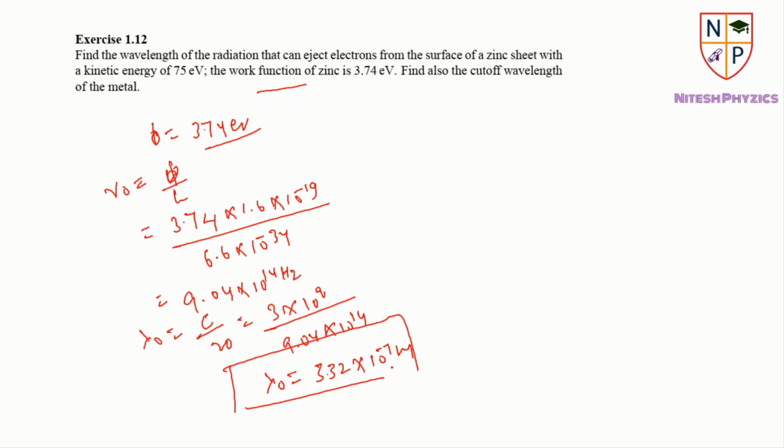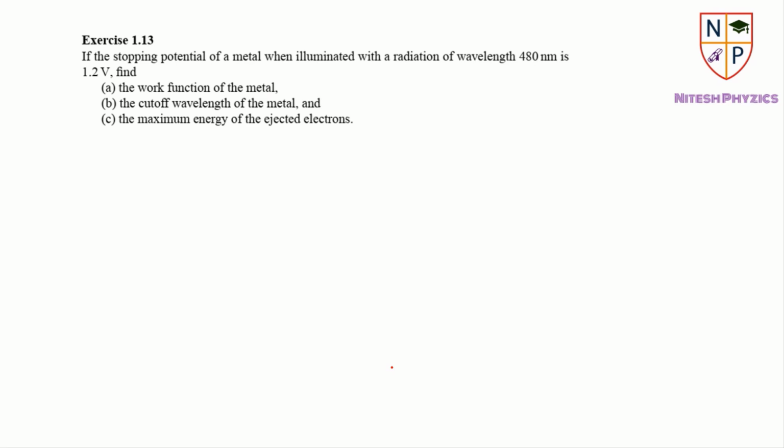Kindly mark it. Now moving towards the next question, which reads like this: if the stopping potential of a metal when illuminated with radiation of wavelength 480 nanometer is 1.2 volt, then find the work function of the metal, the cutoff wavelength of the metal, and the maximum energy of the ejected electron. This is also a very simple problem, we can easily calculate.